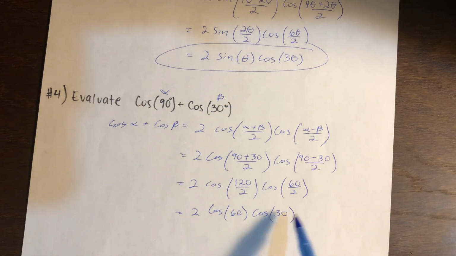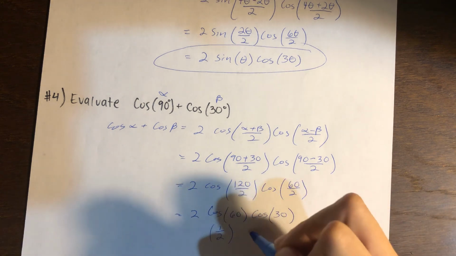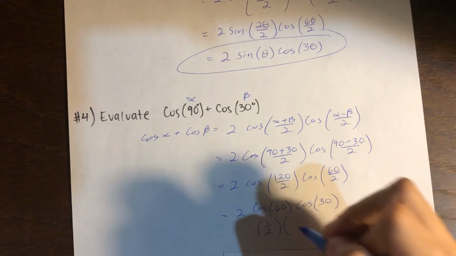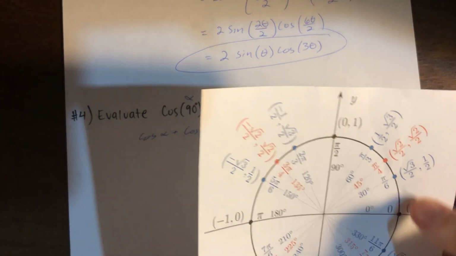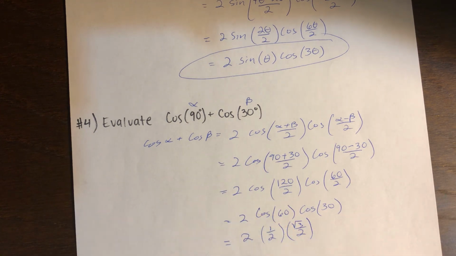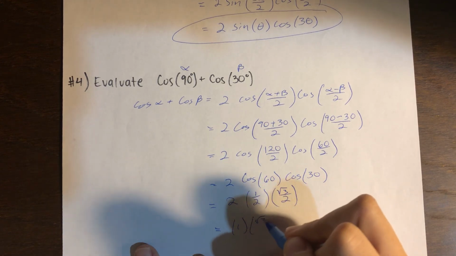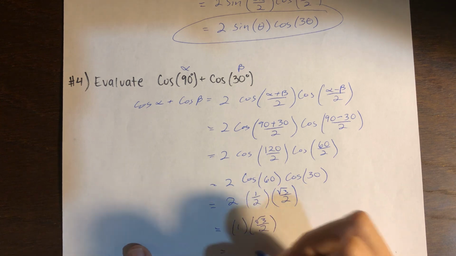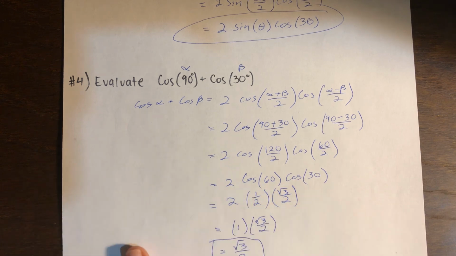We're looking for the cosine at 60 and 30. At 60, the cosine is a half, and the cosine at 30 is the square root of 3 over 2. So we got a half and then the square root of 3 over 2, and we have times 2. We're just going to multiply these straight across. So we have 2 times a half, which is 1, and then the square root of 3 divided by 2. So I'm left with the square root of 3 divided by 2 as my answer. That's it.